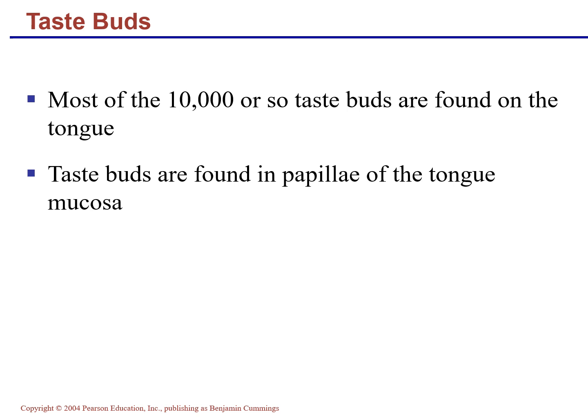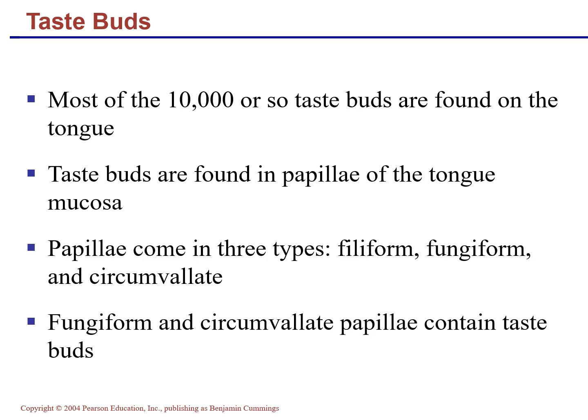Taste buds are on your tongue. Those 10,000 or so taste buds, most of them are found on the tongue. They are found in papillae on the tongue. Now, papillae is a medical term that translates into nipple-like. A papilla is a small bump or projection. So the papillae of the tongue are small bumps or projections that include the taste buds.